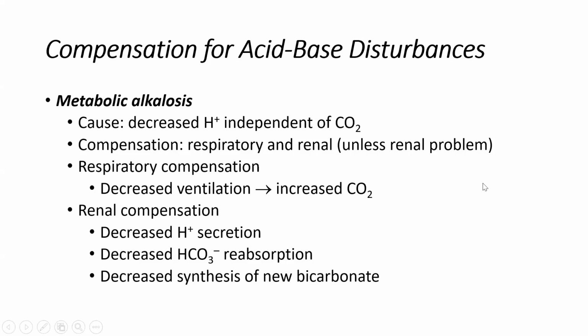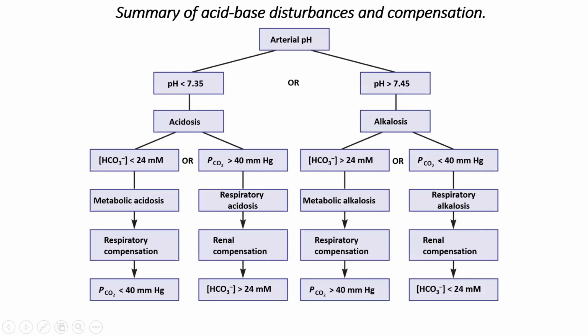Okay. So the mechanism of compensation, I should say, is going to be the opposite of the causative mechanism, unless there's some type of problem or issue in the kidneys that would prevent the kidneys from compensating. So this flow chart here at the end is a good summary of all of the acid-base disturbances and the compensations. This is a good reference chart for you to look at if you're trying to figure out the disturbance or if you're trying to figure out the compensation.